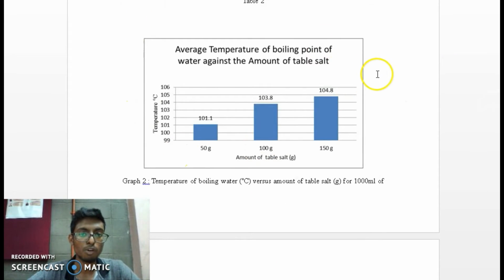This is another type of bar chart. So when the amount of salt increased from 50 to 150 gram at 1000 milliliter of water, the temperature slightly increased from 101.1 to 104.8 degrees Celsius.